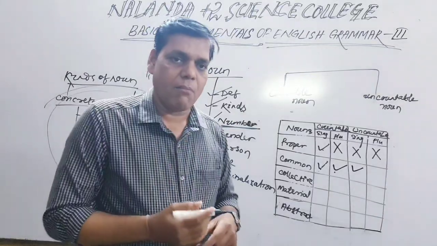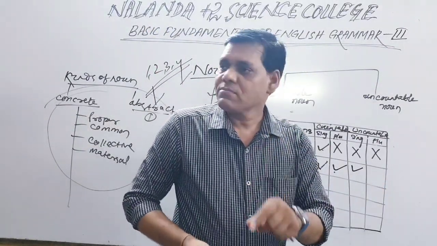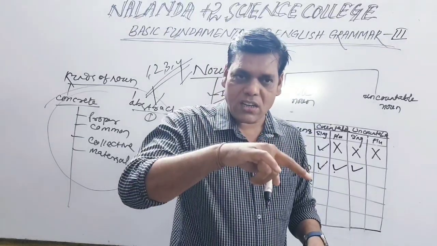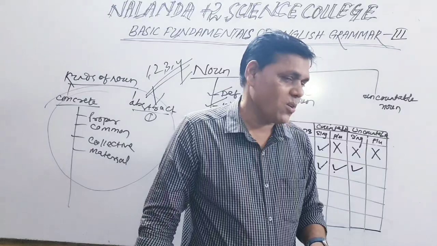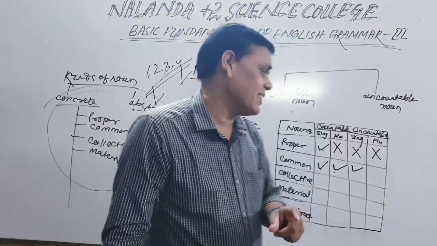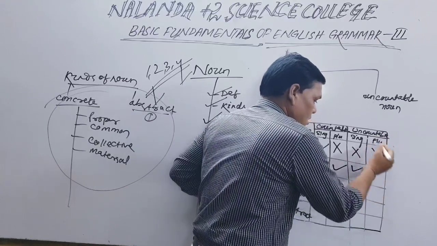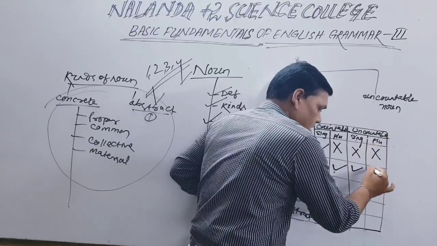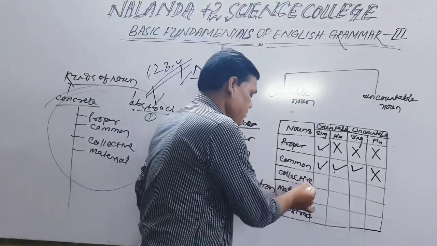For example, mud. Can we say muds? No. For example, water. Can we say waters? For example, rice. Can we say rices? No. By no means can we say like that. That's why all uncountable nouns are ever singular. They are not plural. Let's go to collective nouns.